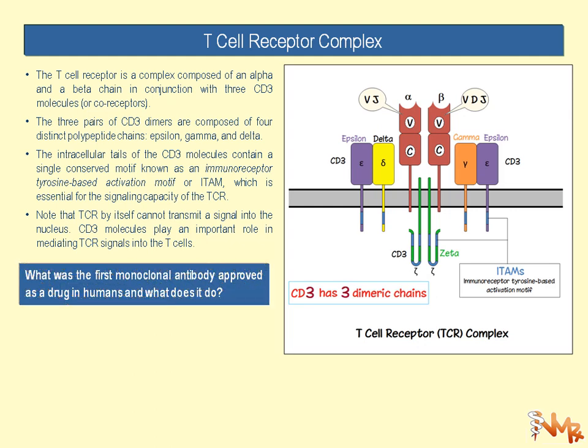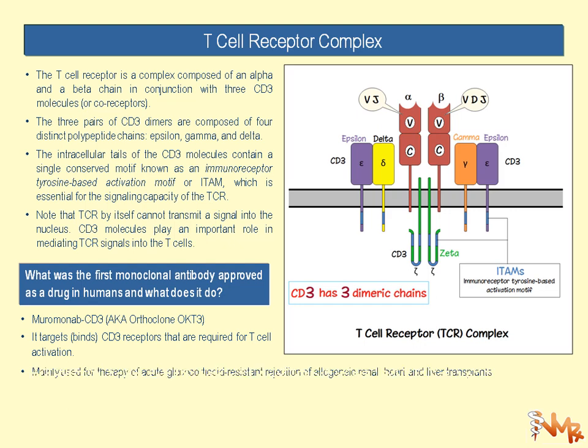What was the first monoclonal antibody that was approved as a drug in humans, and what does it do? This is muromonab, or orthoclone, or OKT3. Muromonab. What does orthoclone do? It targets or binds CD3 receptors that are required for T cell activation. It is mainly used for therapy of acute glucocorticoid resistant rejection of allogeneic renal, heart, and liver transplants. And we're going to be covering it from clinical angle a little later.